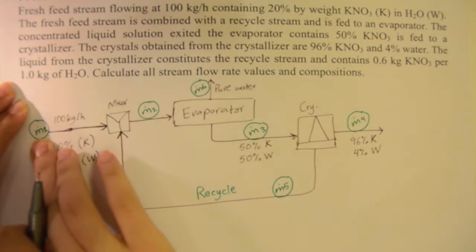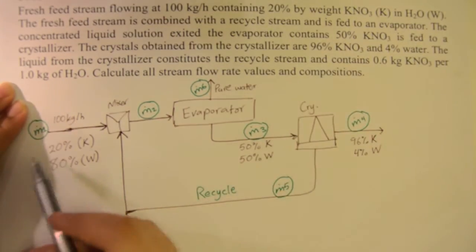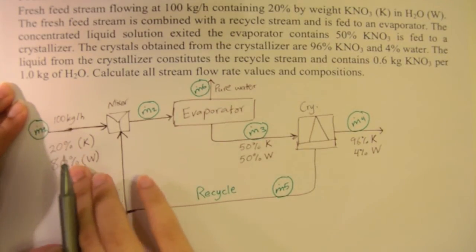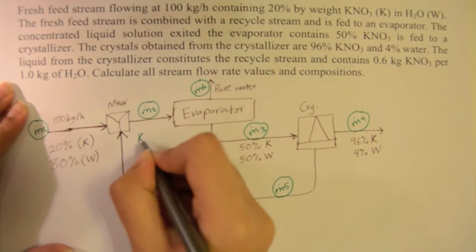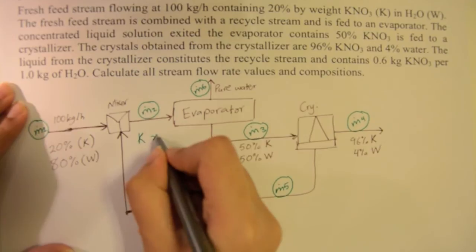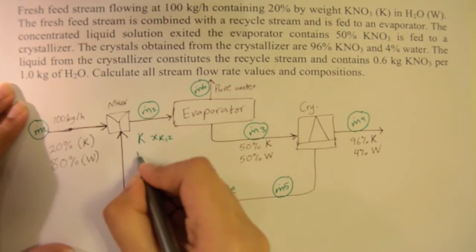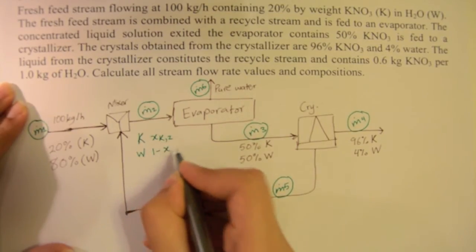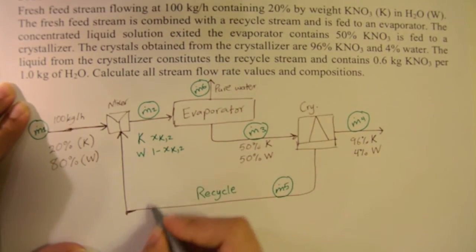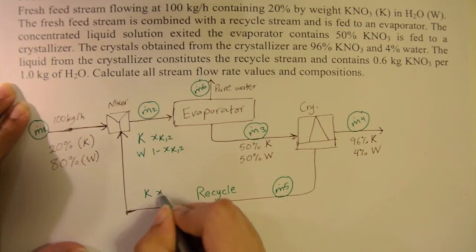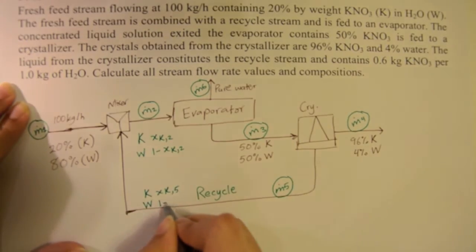And we know that for every stream there is a concentration, compositions. So we know the compositions for M1, M3 and M4, but for M2 we can write that the composition of K is equal to X K2. We can name it that because it's an unknown. And for water it is 1 minus X K2. And for M5 we can write K as X K5, and W is 1 minus X K5.